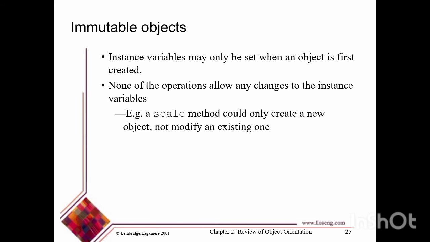Immutable objects. Instance variables may only be set when an object is first created. None of the operations allow any changes to the instance variables. Example, a scale method could only create a new object, not modify an existing one.